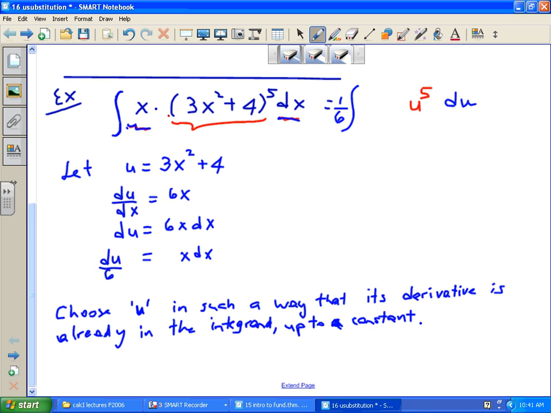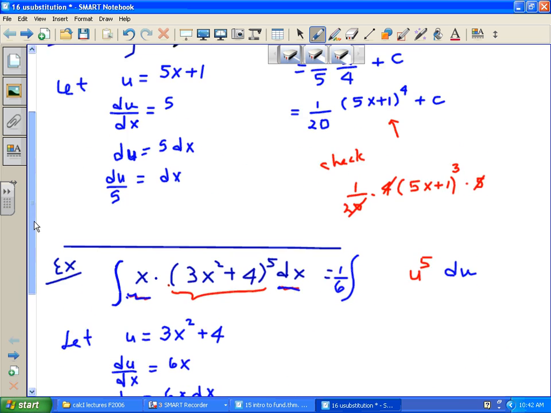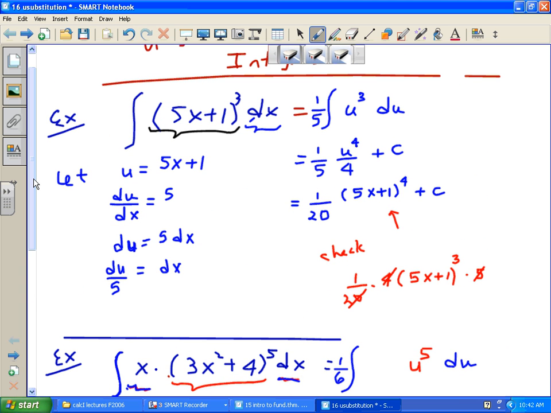No problems there, right? U to the 5th is going to be easy to integrate. Yes, Daniel? How come this one, you were able to take it to the fluid, there was no x there? OK, but because our u was 3x squared plus 4, its derivative was 6x dx. What was the u in the previous question? 5x plus 1, its derivative was 5 dx. So we were OK on that one as well, OK?